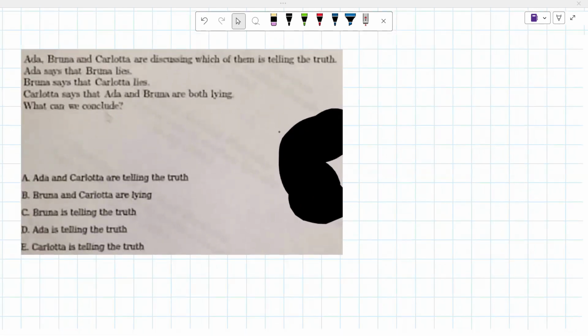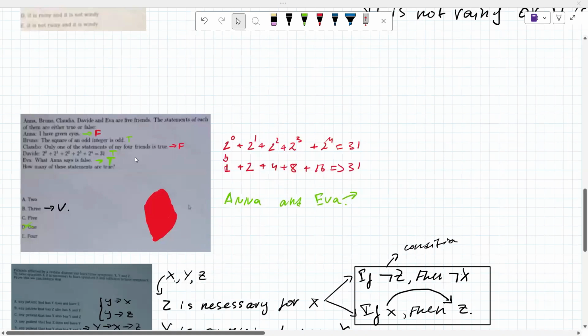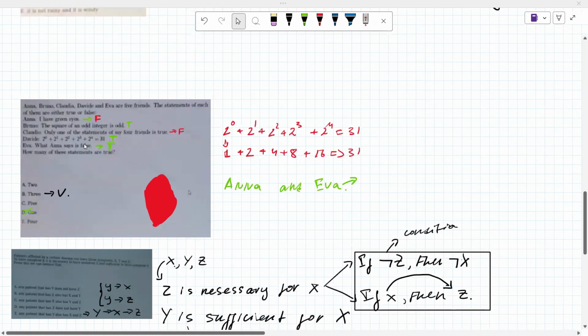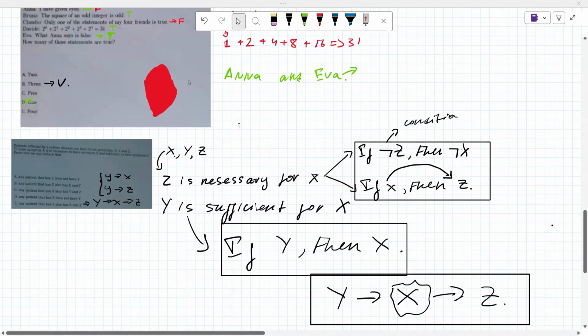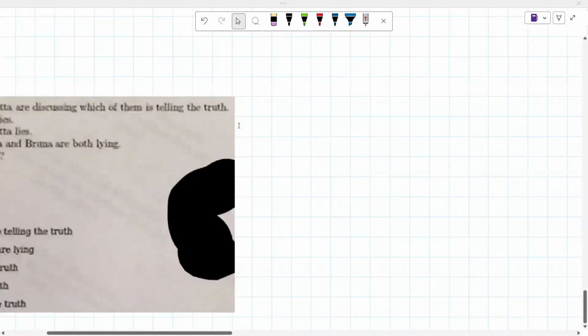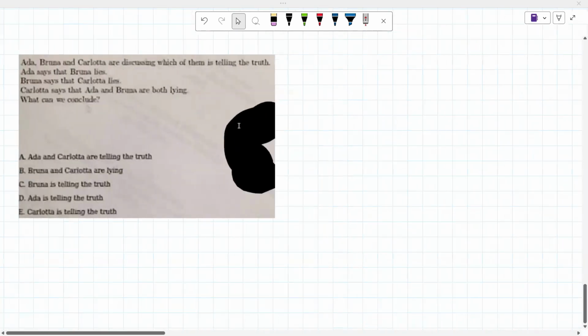Okay, it says there are three friends: Ada, Bruna, and Carlota, and they are discussing which one of them is telling the truth. This is quite a similar exercise to the previous one, but in this case, we don't have facts, nothing mathematical or something that we know. We need to use logical reasoning to find out which one of them is telling the truth and which one is lying.